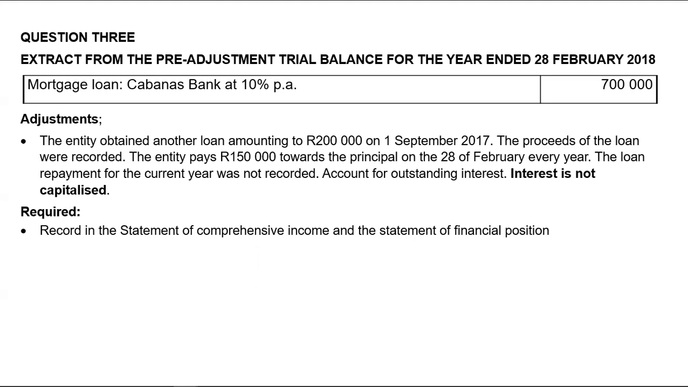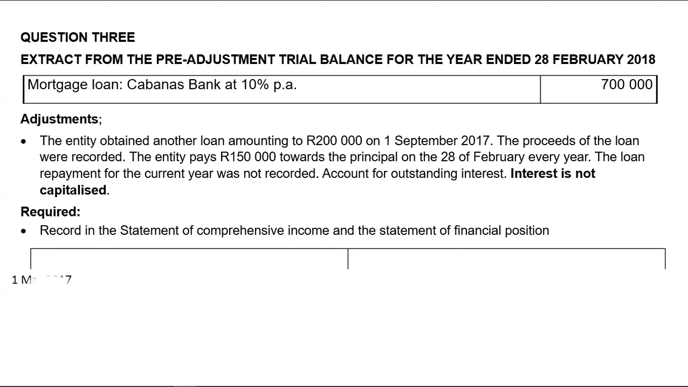All right, I will first start with my timeline. Specify the beginning of the financial year, the end of the financial year, and when the change happened. The change happened on the 1st of September, when we got an additional loan. So we know that if we have 700,000 at the end of the year, there's no way that on the 1st of March our loan was 700,000. How much was it? It was 500,000.